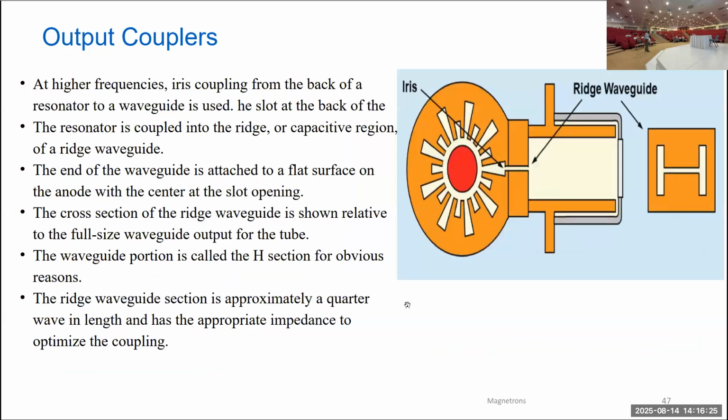Now, the second type of coupling is waveguide coupling. This coupling is used for very high power RF coupling, when your magnetron is at high power. Here, a rigid waveguide is shown.